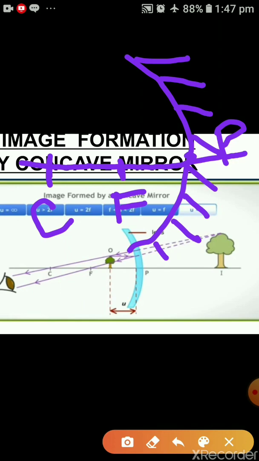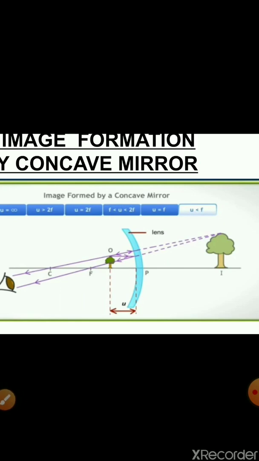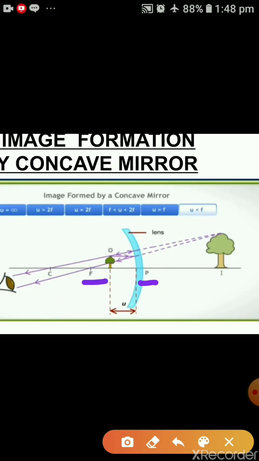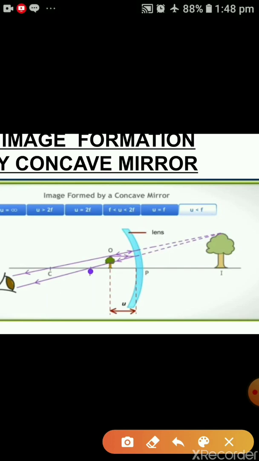Okay, so I am showing you this now in this figure. Here you can see we have our concave mirror, and these are our points: pole, focus and center of curvature. If we are putting objects at different positions, first we are taking these 2 points, between pole and focus. So where will we keep the object in the first case? In the first case the object is kept in between focus F and pole P.